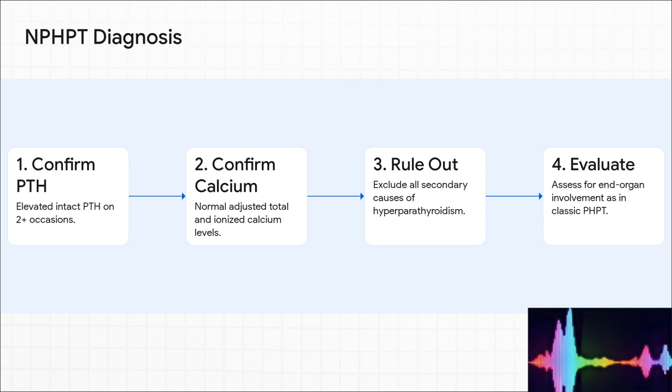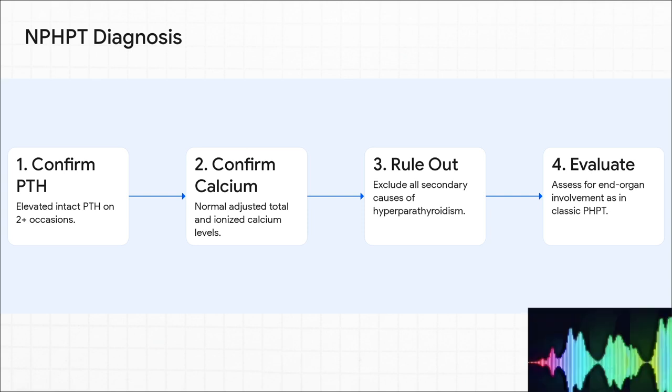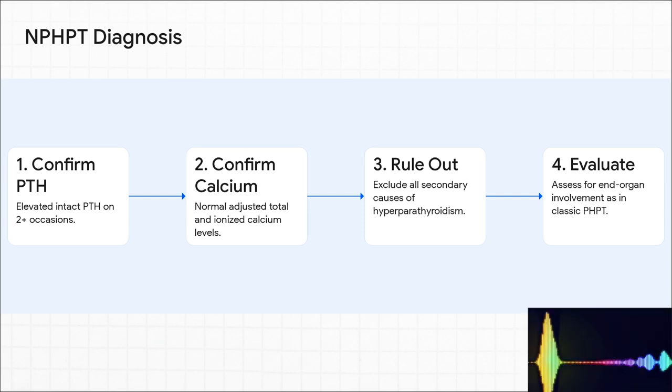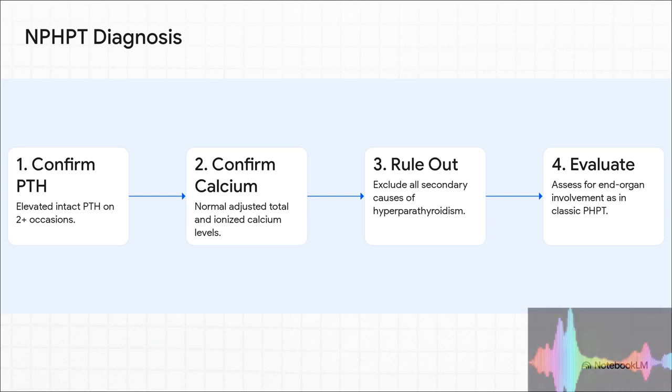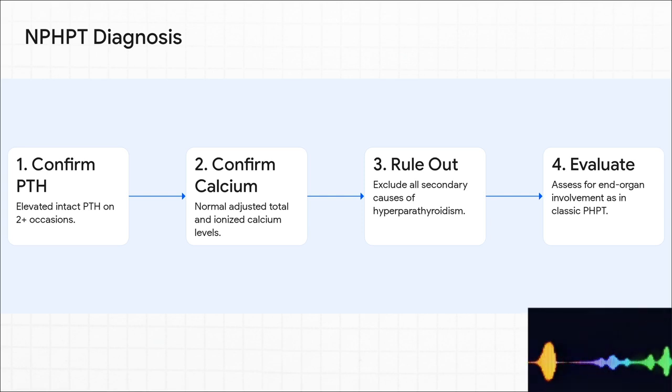Step 3, and this is so critical, you have to systematically rule out every single secondary cause. We're talking vitamin D deficiency, kidney problems, diuretic use, the whole list. It's only after you've checked all those boxes that you move on to step 4, looking for that end organ involvement with the same exact bone and kidney tests we just talked about.